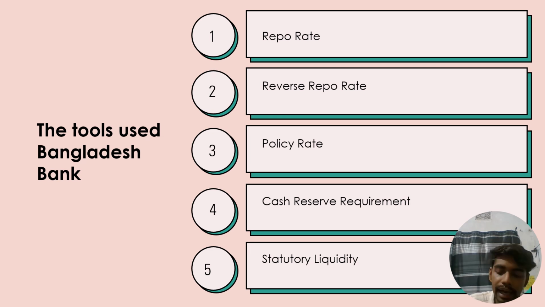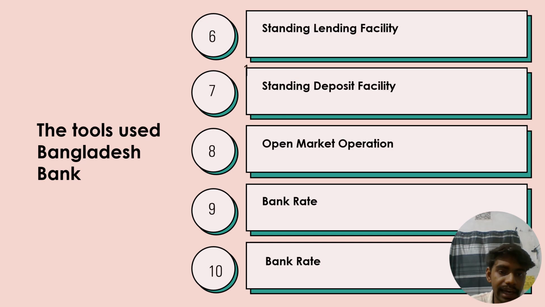Moving forward to our next slide, the standing lending facility, which I have already told you about. The standing deposit facility is where banks deposit excess funds with the central bank overnight. And the open market operation is where the central bank buys or sells government securities to inject or absorb liquidity, to control inflation. And the bank rate is the rate at which the central bank lends to commercial banks in the short term and without collateral.